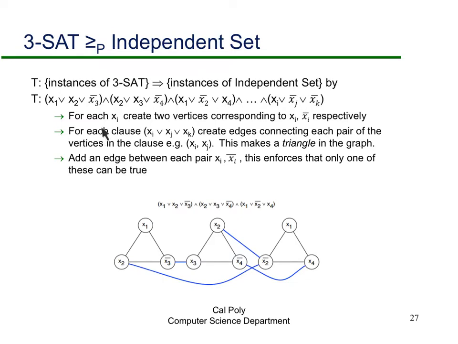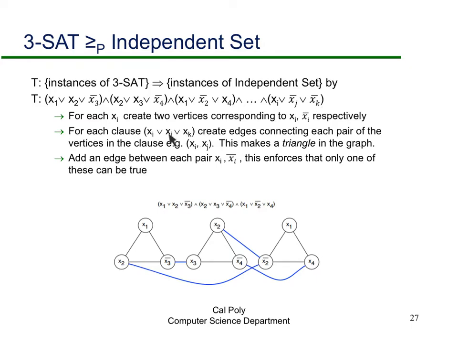So how do we do that? Well, for each of the xi's, for each of the unknown Boolean variables that we're trying to find values for to make this expression true, we're going to create two vertices, one corresponding to xi and one corresponding to xi bar, respectively. These correspond basically to the values of each of the possible Boolean variables in the expression.